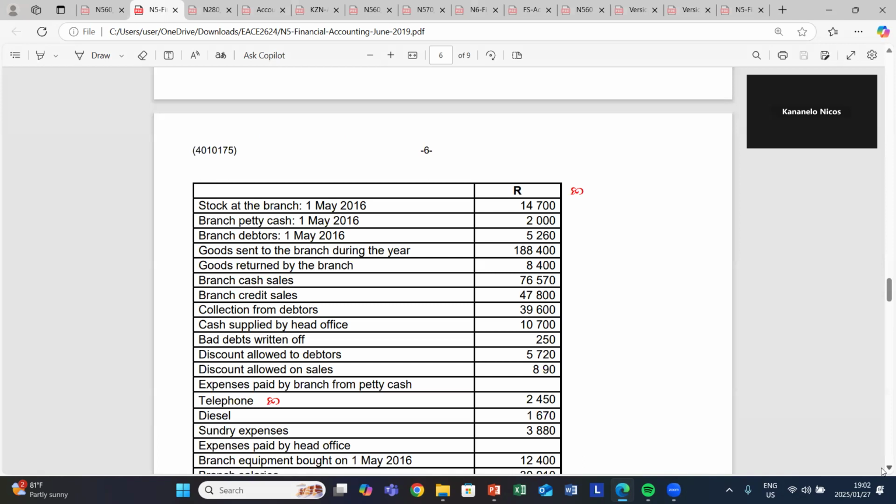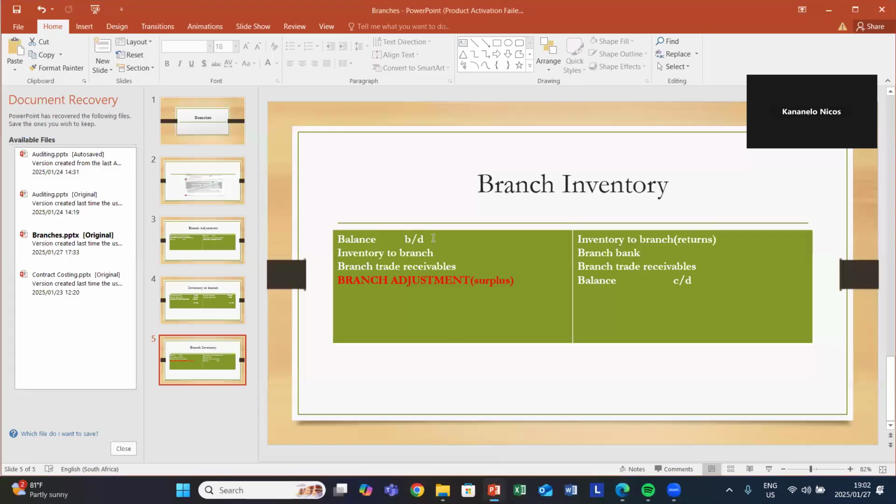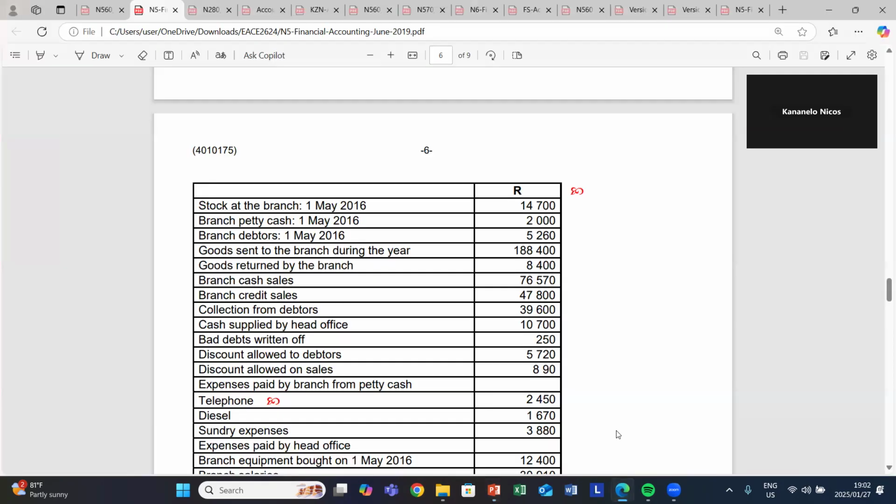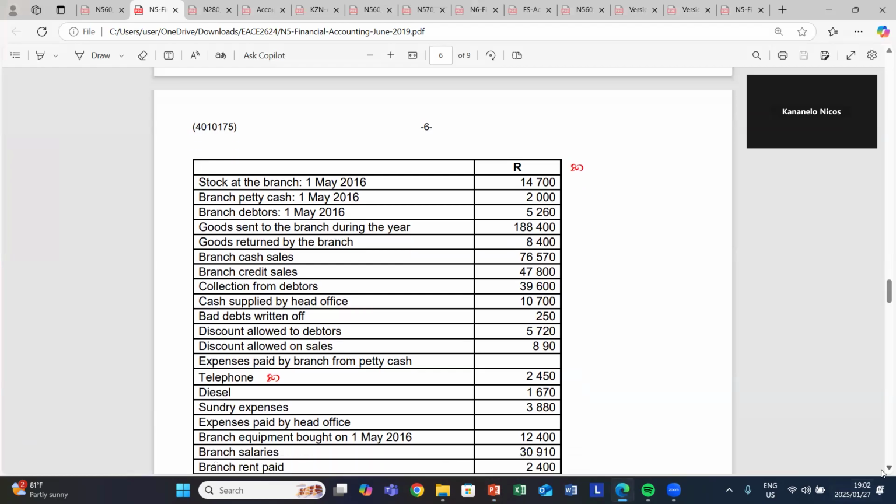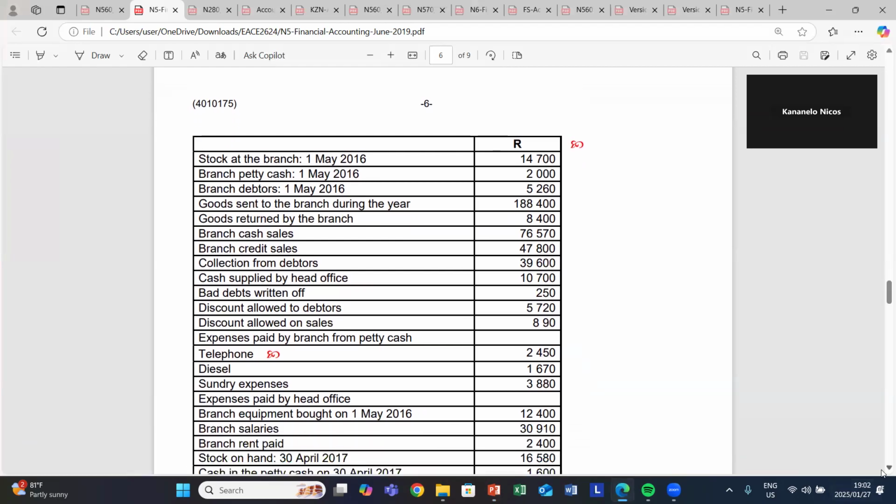So for the balance at the beginning, it's 14,700. On the debit side, you will write your balance brought down as 14,700. So you open your stock; now we open our business with stock that amounted to 14,700. Secondly, they gave you petty cash at the beginning, which you will not use. Your debtors at the beginning you will also not use here.